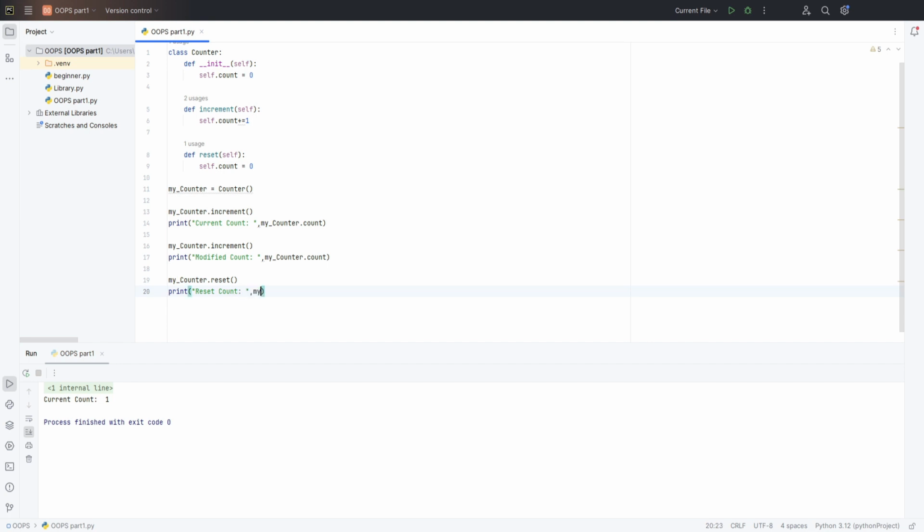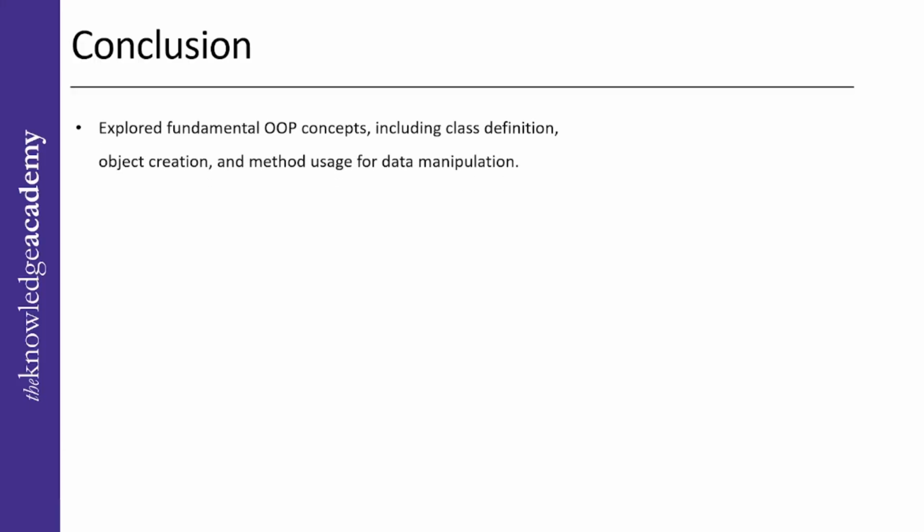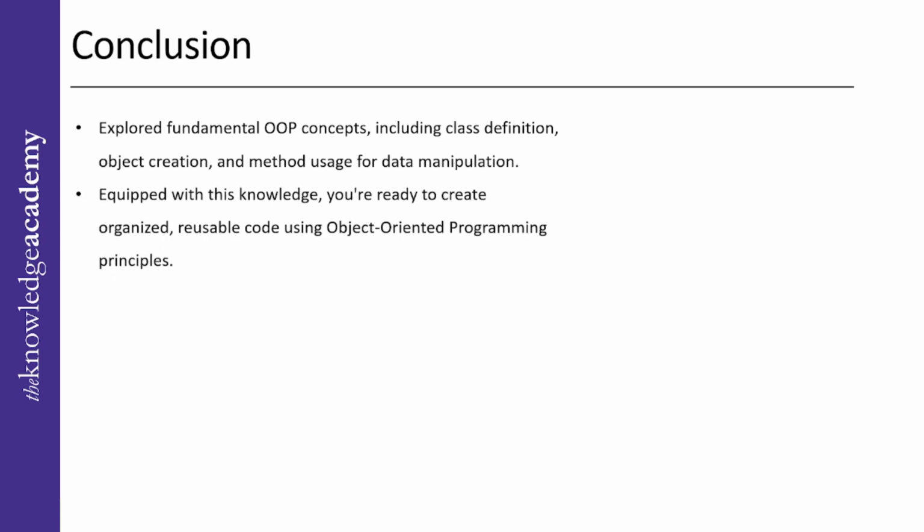That wraps up our discussion for today's video on object-oriented programming using Python. We've covered the fundamental concepts of object-oriented programming, including how to define classes, create objects, and use methods to manipulate data. By understanding these concepts, you've taken your first steps into the world of programming, equipped with the knowledge to create reusable and organized code using object-oriented programming principles. In the next part of our series, we'll delve deeper into advanced topics, exploring inheritance, polymorphism, and more.